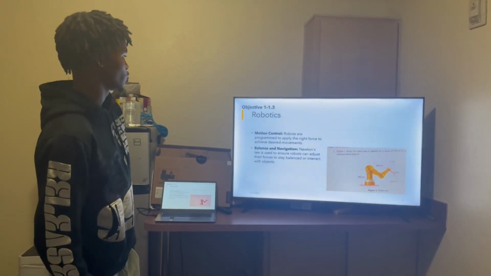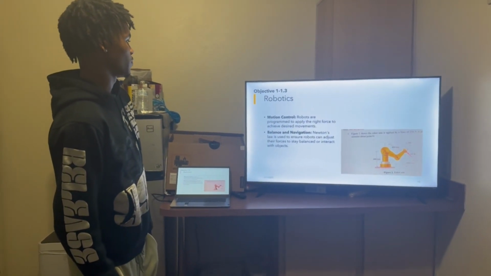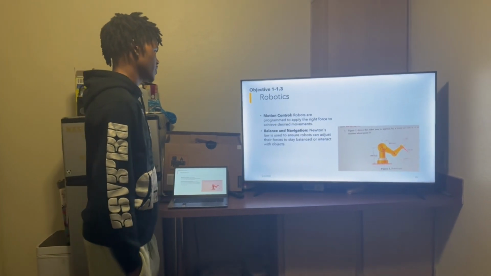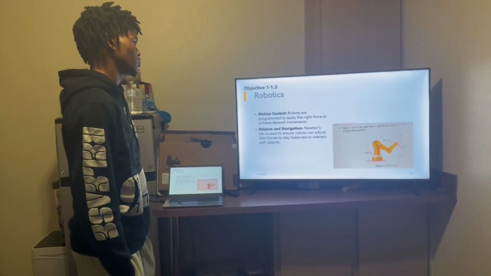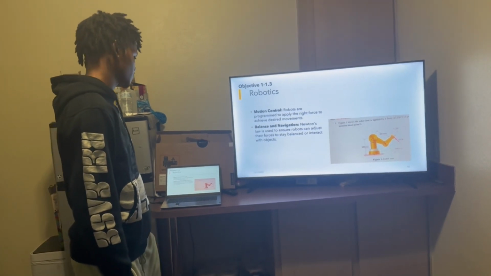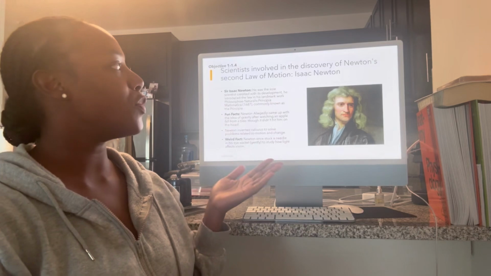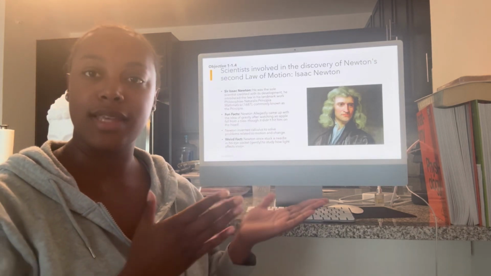Robotics, motion control. Robots are programmed to apply the right force to achieve desired movements. Balance and navigation. Newton's law is used to ensure robots can adjust their forces to stay balanced or interact with objects. In Objective 1.4, we have scientists who were involved in the discovery of Newton's second law.